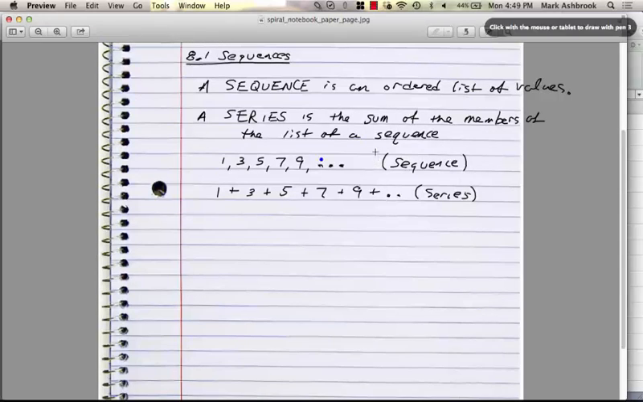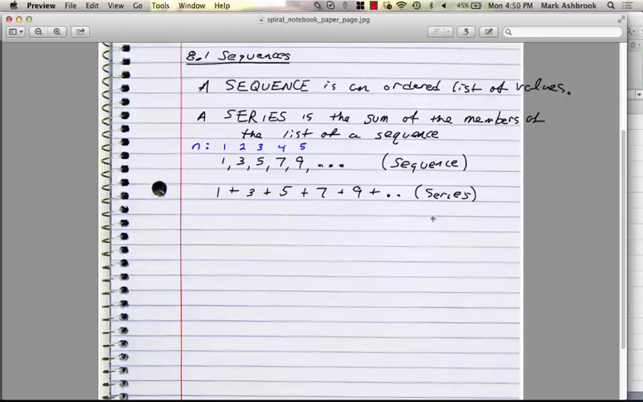Okay? So when we say an ordered list, we're saying specifically this is the first entry, this is the second, this is the third, etc. So we use n to denote which entry of the list it is. Term. Okay, that's the word I'm looking for. I'm calling them elements and numbers. Term. So this is which term it is.